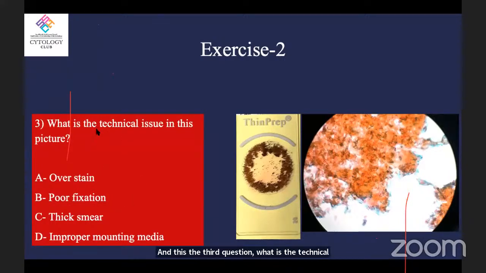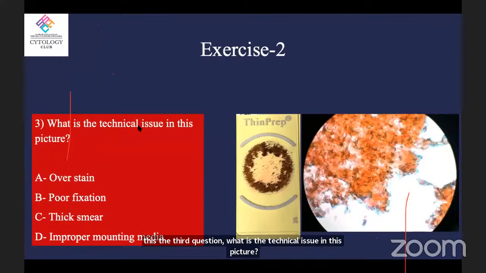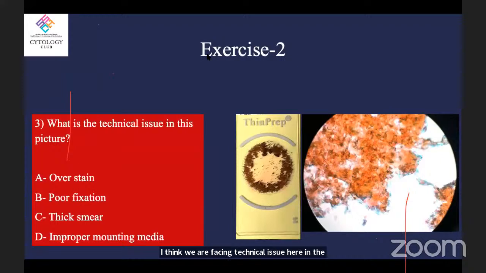I think we are facing a technical issue here in the presentation. Yes, please continue to write the answer in the chat.